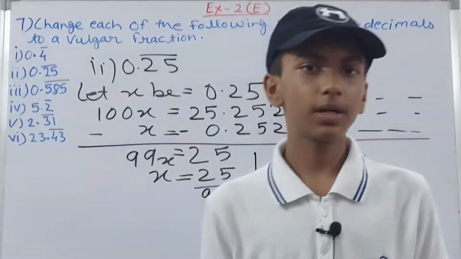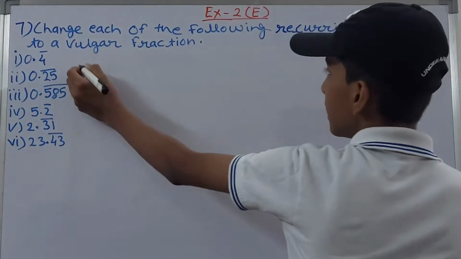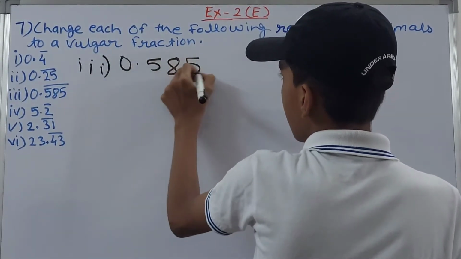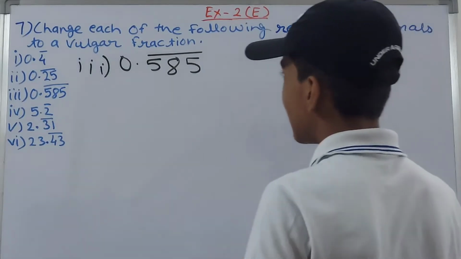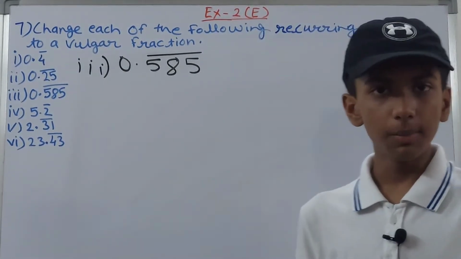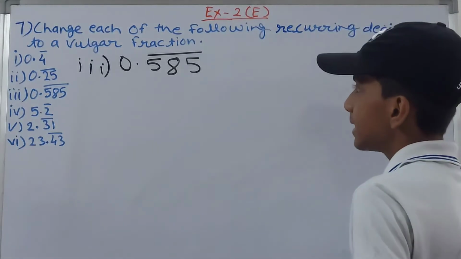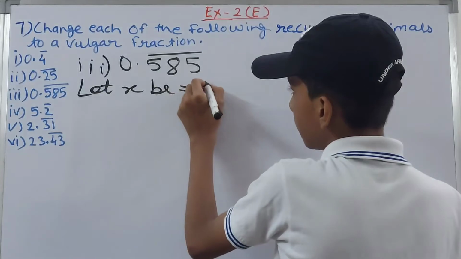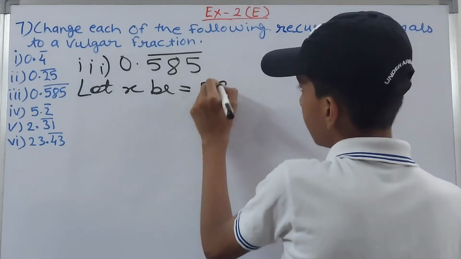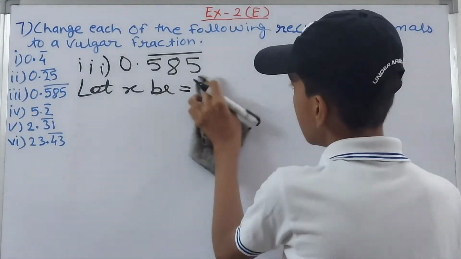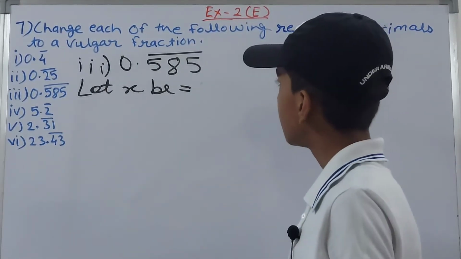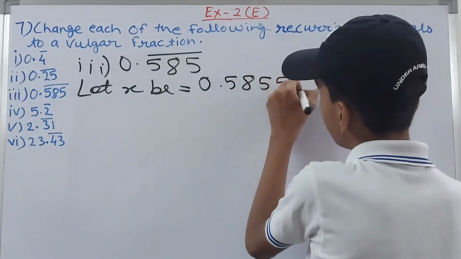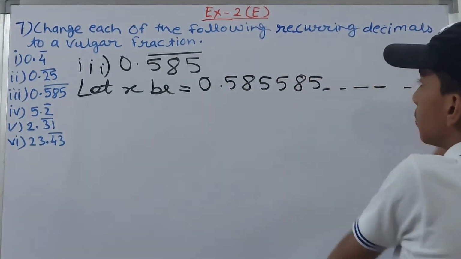Now let's move on to the third part. This one is 0.585 with a bar on the entire 585, so 585 is repeating. Now we will write this as: let x be 0.585585 and so on.